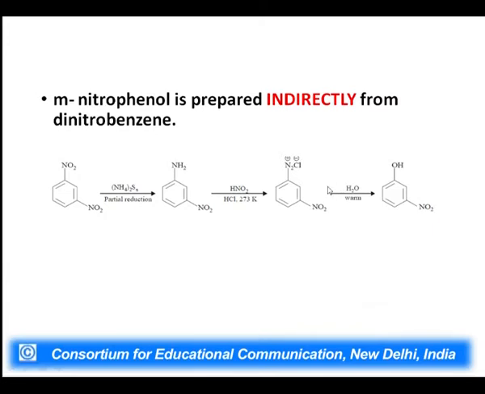So we can prepare orthonitrophenol, paranitrophenol and metanitrophenol. For ortho and para, we first do nitrosation and then the further reaction, whereas if we have to prepare the meta nitrophenol, then first we prepare the dinitro product, and then diazotization, followed by hydrolysis with warm water, when we get metanitrophenol.